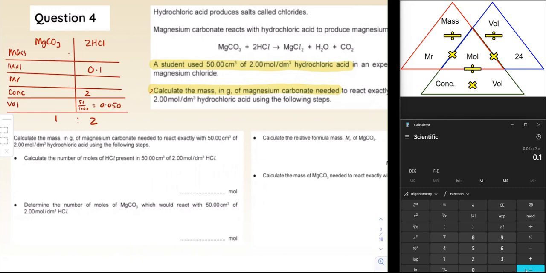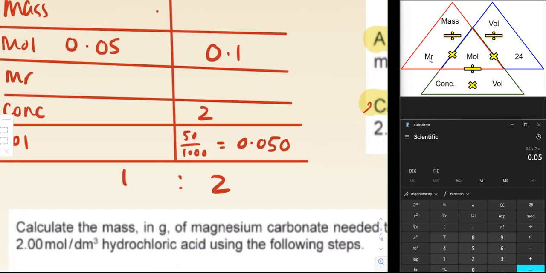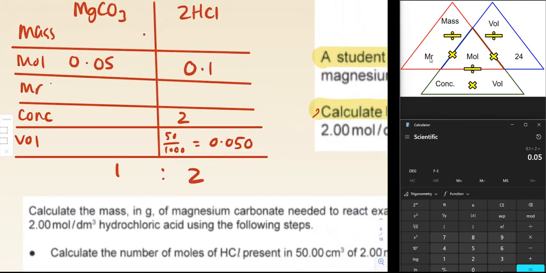Well, if we've got a 2 to 1 ratio, we know we've got half the amount of magnesium carbonate, so we need to divide that by 2, and that will give us 0.05 moles of that. Well, now we're in the mass moles MR triangle, so we can calculate the MR from the periodic table. We can say that the MR is 24 plus 12 plus 16 times 3.